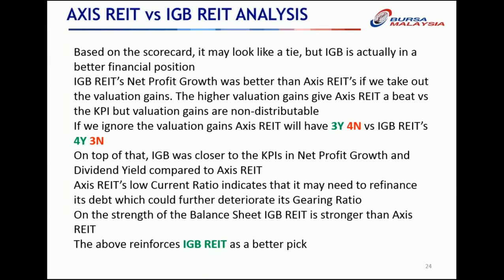On top of that, IGB was closer to the KPIs in net profit growth and dividend yield compared to Axis REIT. Axis REIT's current ratio is low, indicating that it may need to refinance its debt, and this could further deteriorate its gearing ratio. On the strength of the balance sheet, IGB REIT is stronger than Axis REIT. So this reinforces IGB REIT as a better pick.